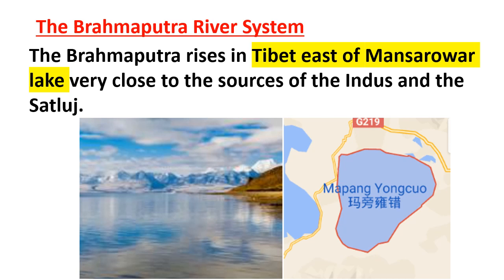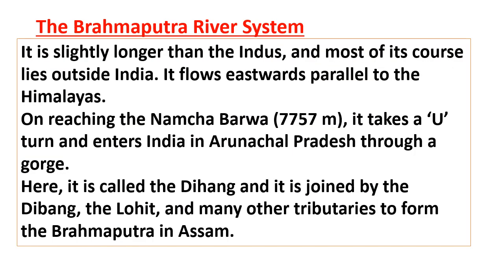The Brahmaputra river system. The Brahmaputra rises in Tibet, east of Manasarovar Lake, very close to the sources of the Indus and the Satluj. It is slightly longer than the Indus and most of its course lies outside India. It flows eastward parallel to the Himalayas. On reaching the Namcha Barwa, 7,757 meters, it takes a U-turn and enters India in Arunachal Pradesh through a gorge.